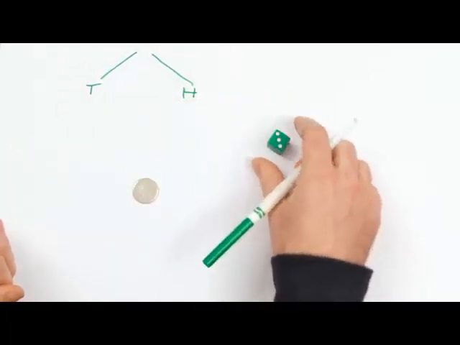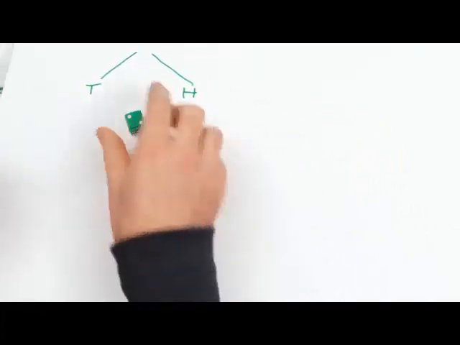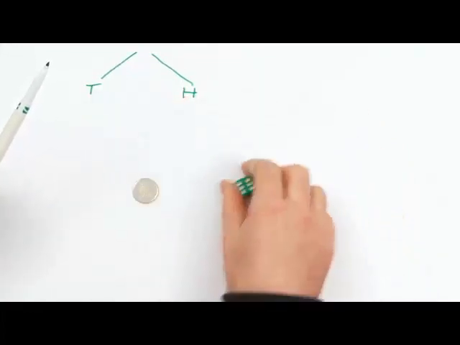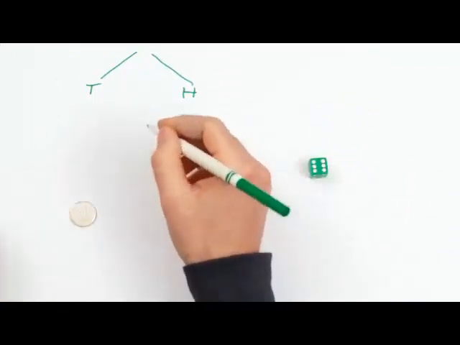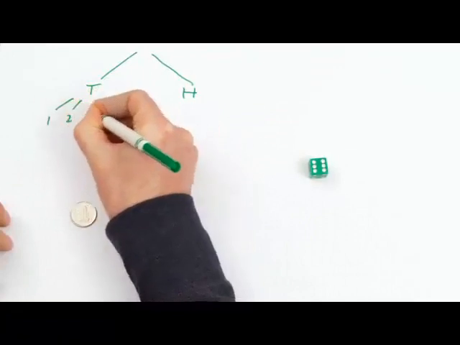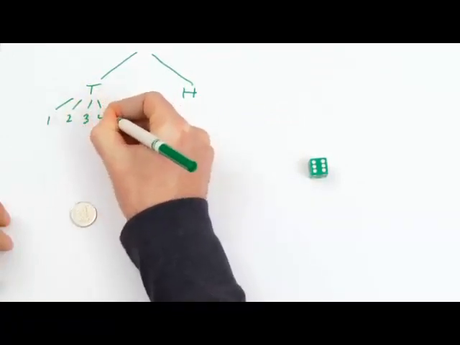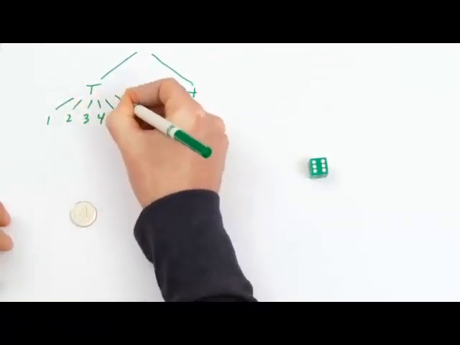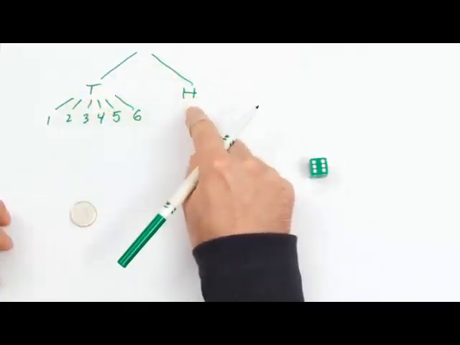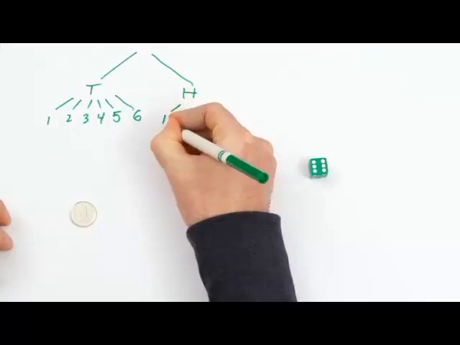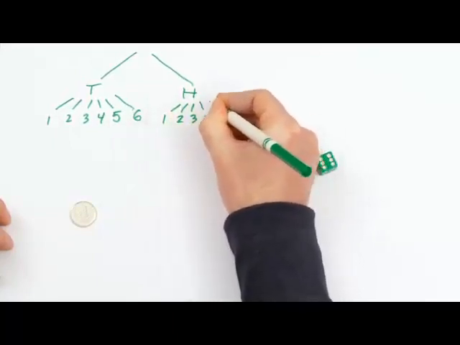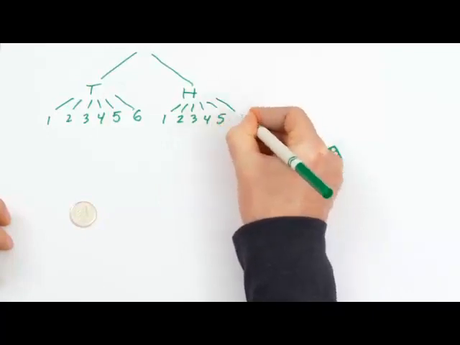Now, what about the outcomes when I roll this die? Well, we've rolled a die before. We know that we can get a 1, 2, 3, 4, 5, or 6. So I can write that down here. These are the possible outcomes for rolling a die. If I got a tails first, or if I got a heads first, same thing. I could also get a 1, or a 2, a 3, a 4, a 5, or a 6.